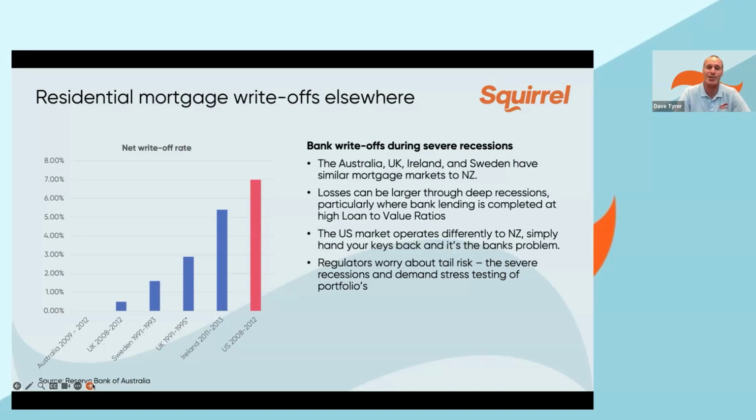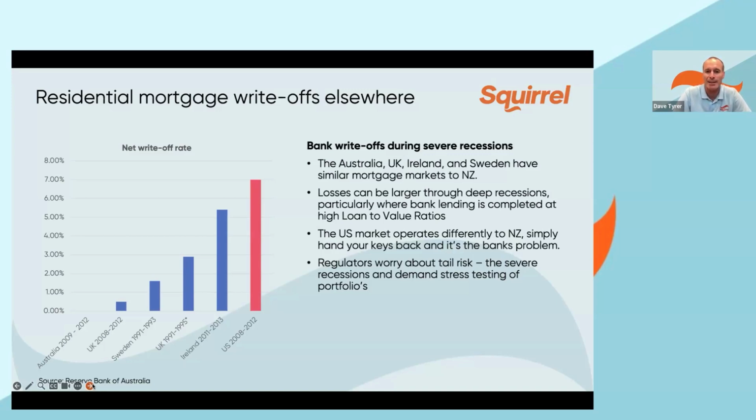So Sweden, they had losses of about 1.6, 1.7%. UK, early 90s as well, so that was pretty bad. That got almost to 3%. And then you've got Ireland, post-GFC, and I'll cover this in a case study in a little bit. They got to over 5% losses over that 3-year period, 2011 through 2013. I've also got the US in here through that GFC period. They suffered losses of around 7%, which is pretty high, in fact, extraordinarily high.